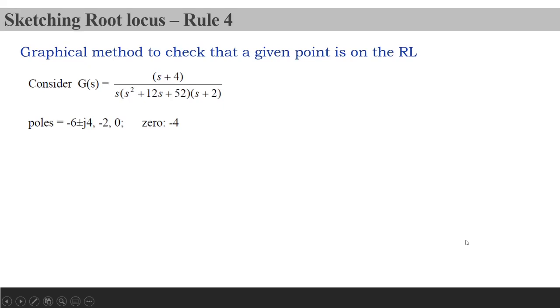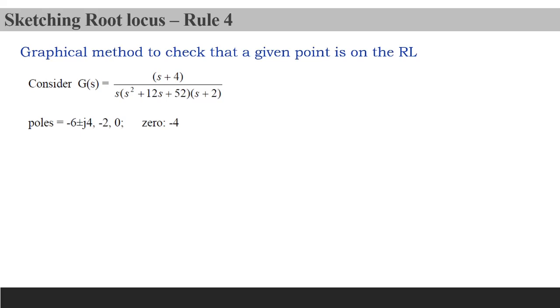Hello everyone, and welcome to our online series of courses in which we are studying machine control systems. We were recently studying chapter number 7, root locus design and root locus sketch. This is the third video in which we are studying the root locus sketching techniques, and we have previously studied in the last two videos rule number 1, 2, and rule number 3.